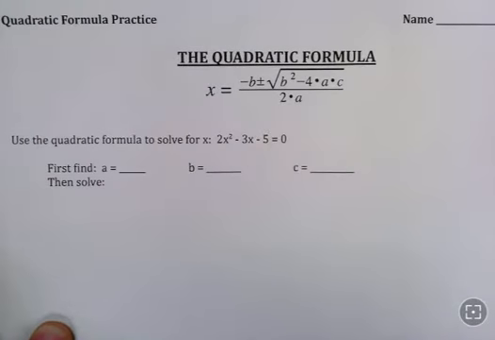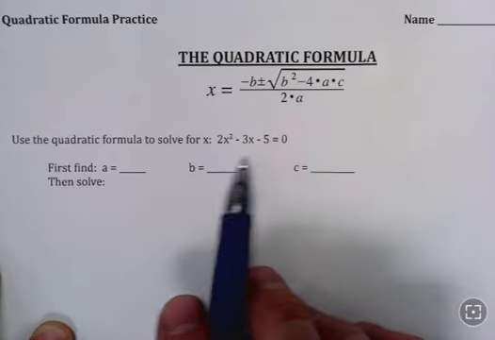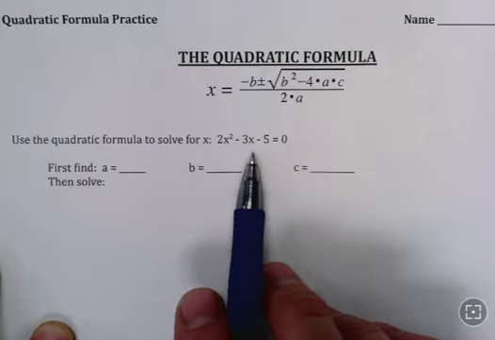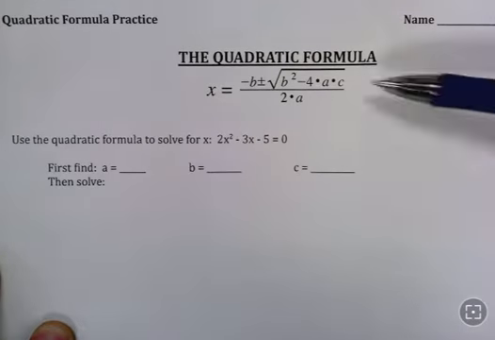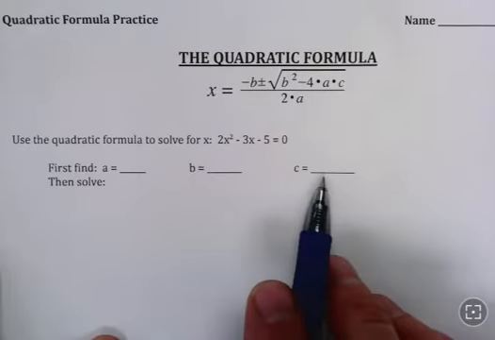Greetings. In this video, we're going to be using the quadratic formula to evaluate an equation, solve for x. This is a x squared, so that's a parabola. What we're trying to do is find the x-intercepts using the quadratic formula when you can't or don't want to factor. First, you got to find your a, your b, and your c.